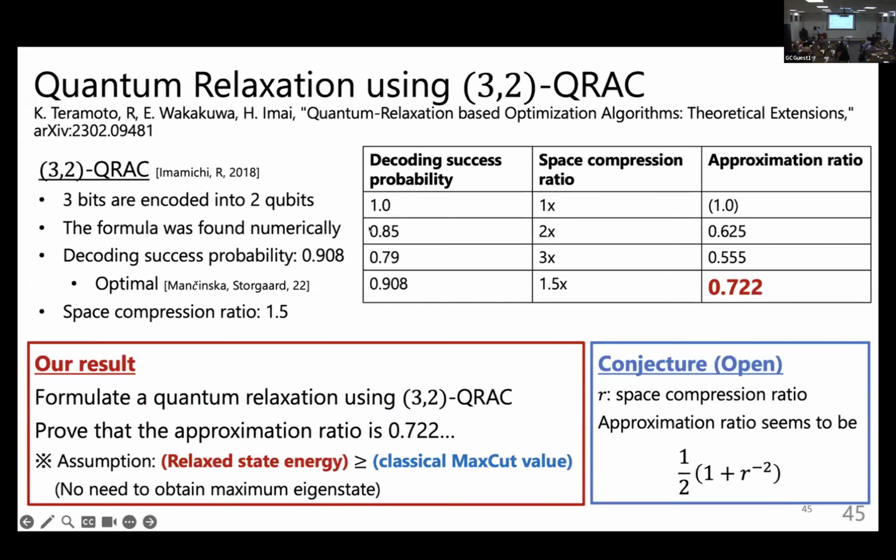In fact, if we use 2 qubits to encode 3 bits of information with this random access code that we found, the success probability is 0.9 something, and the approximation ratio becomes larger, 0.7 something. We have some conjecture that the approximation ratio will take this form, but we don't have many constructions of random access codes, so we need more research on this. But yeah, this is something that, sorry.